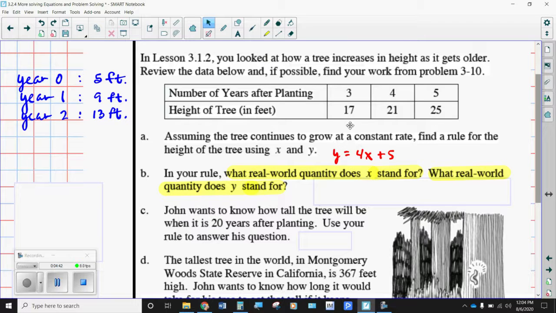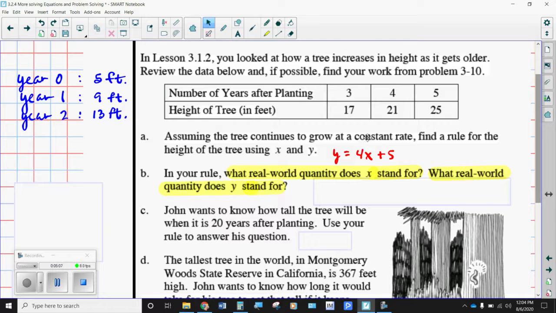So it's really important for you to understand we're using this rule, these equations, to model the real world situation. And every single one of the parts of these rules has a very specific meaning in the context of this problem. The 5 represents where it started when it was first planted. 4 tells you how much it grows per year, and that's a rate.